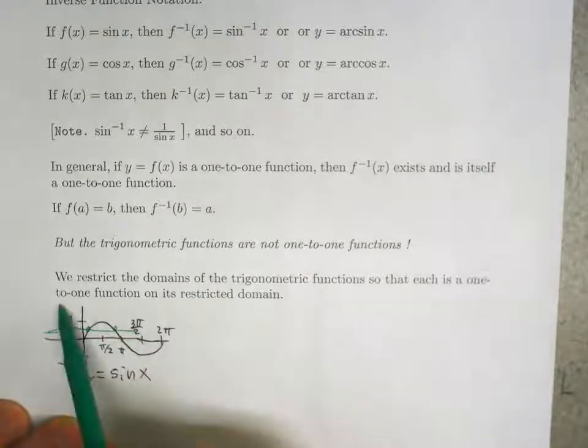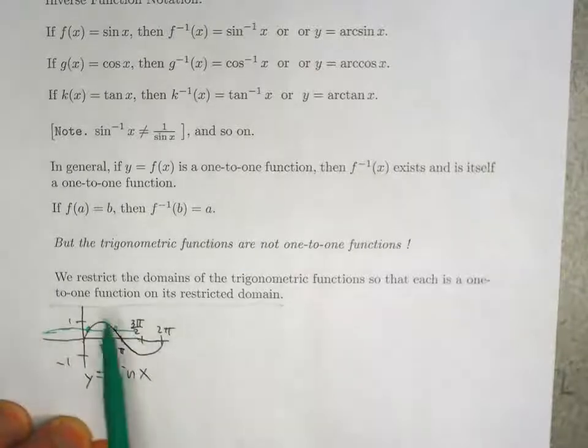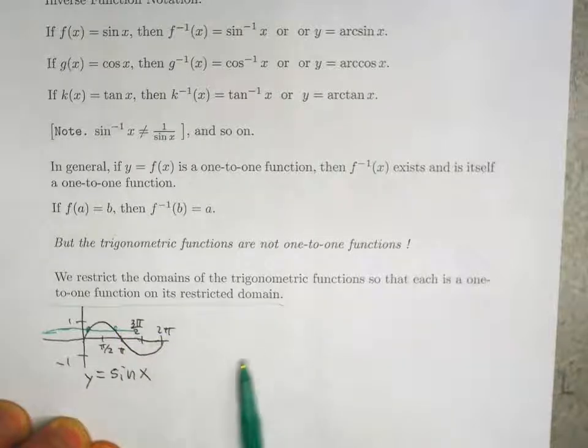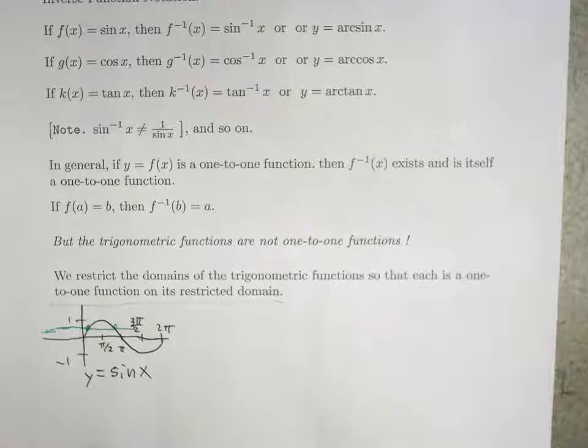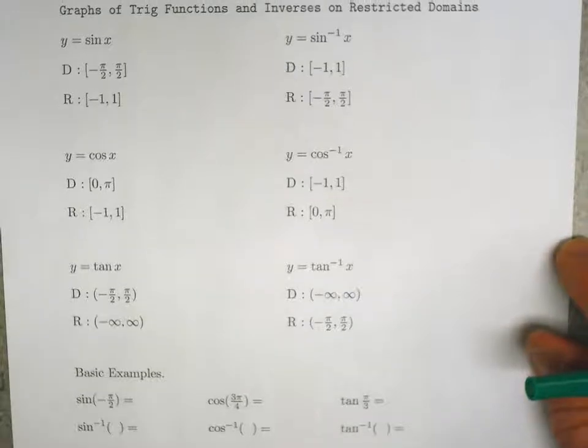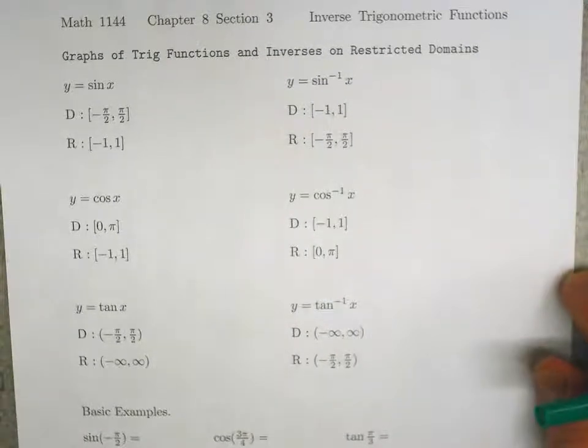But just like we did in college algebra, we can restrict the domains of functions so that they are 1-to-1 on those domain restrictions. So we do that with y equals sine of x, y equals cosine of x, and y equals tangent of x. We will restrict the domains so that those functions are 1-to-1 functions. Okay, so we'll begin with y equals sine of x and its inverse, y equals inverse sine of x.